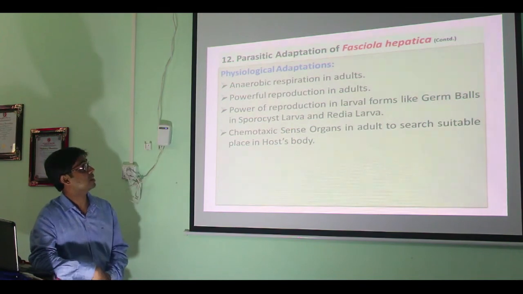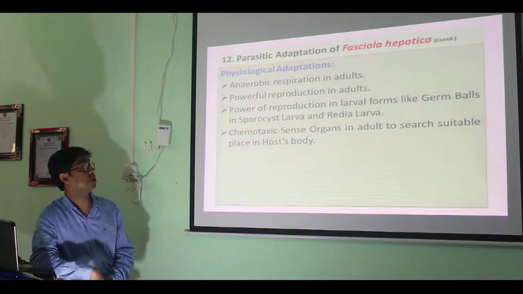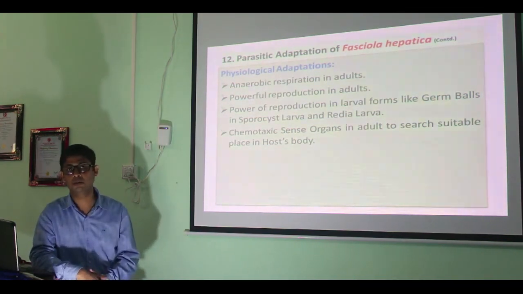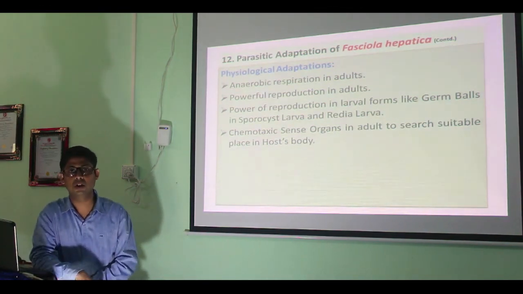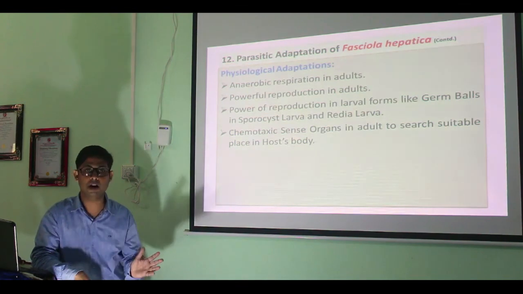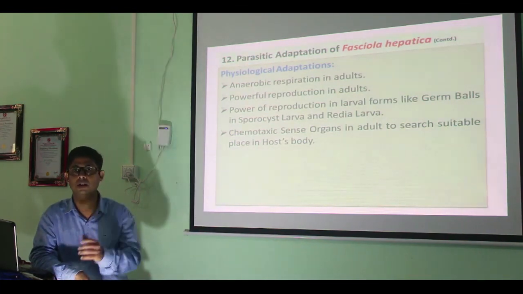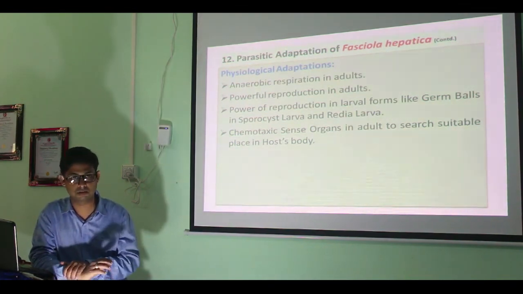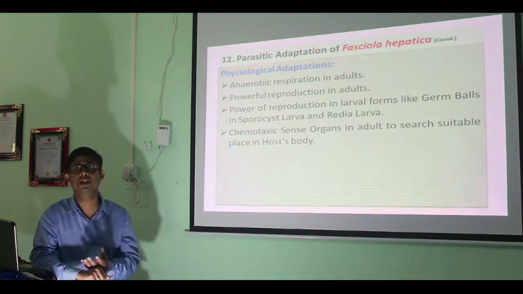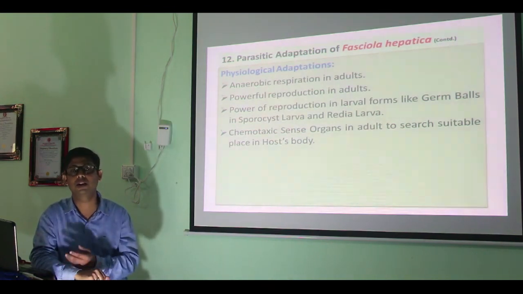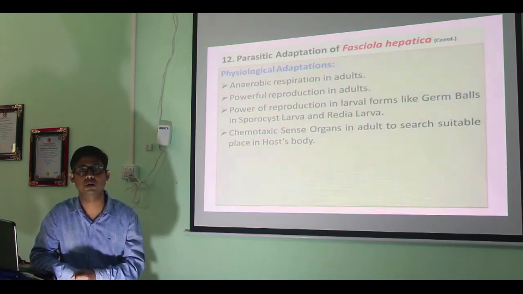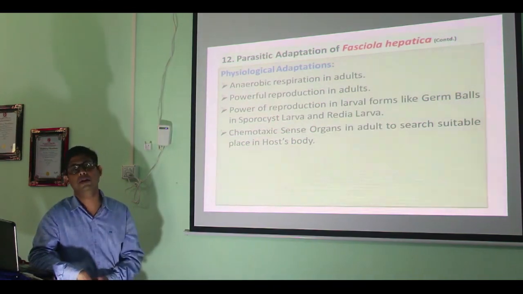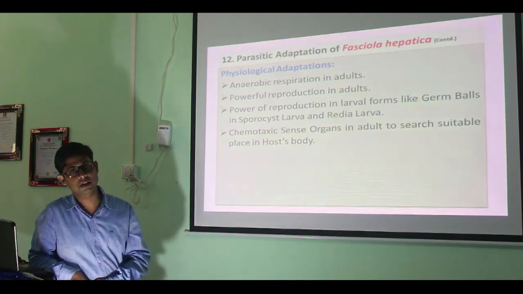Next are the chemotactic sense organs in adults, to find a suitable place in the host body. When the adult enters the body of the host, they don't have eyes to select a suitable place for staying. So the chemotactic sensory organs help identify the suitable place inside the body of the host. So different types of adaptations are found in Fasciola hepatica.